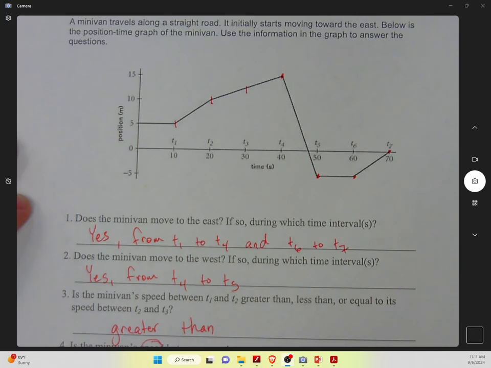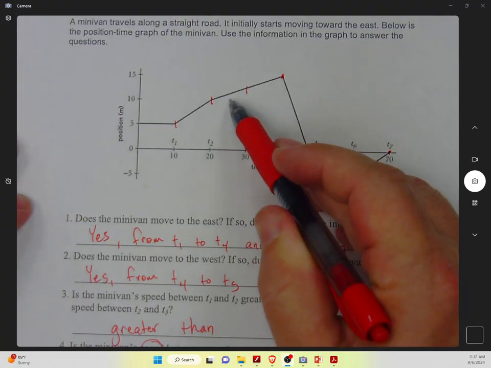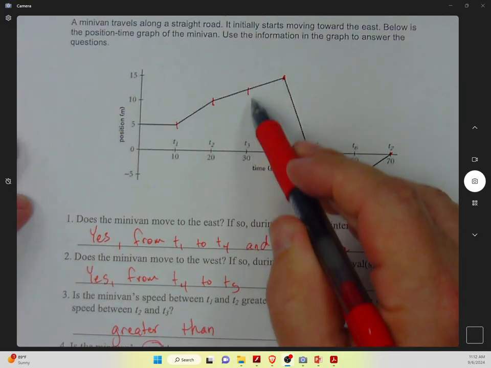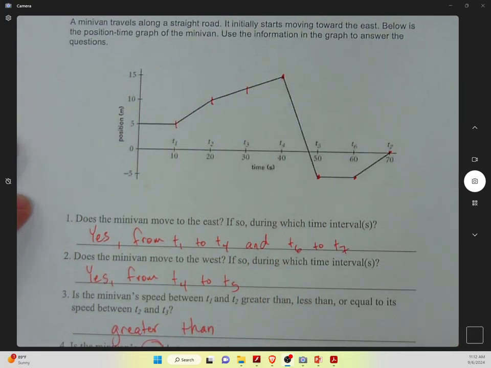T1, T2, T2, all the way to T4. Again, that's just the same slope right there. Even though there's a T3 in the middle, it's the same slope. There's no change. And then T4 to T5, right? Because it's, yep, T4 to T5. And T6 to T7.